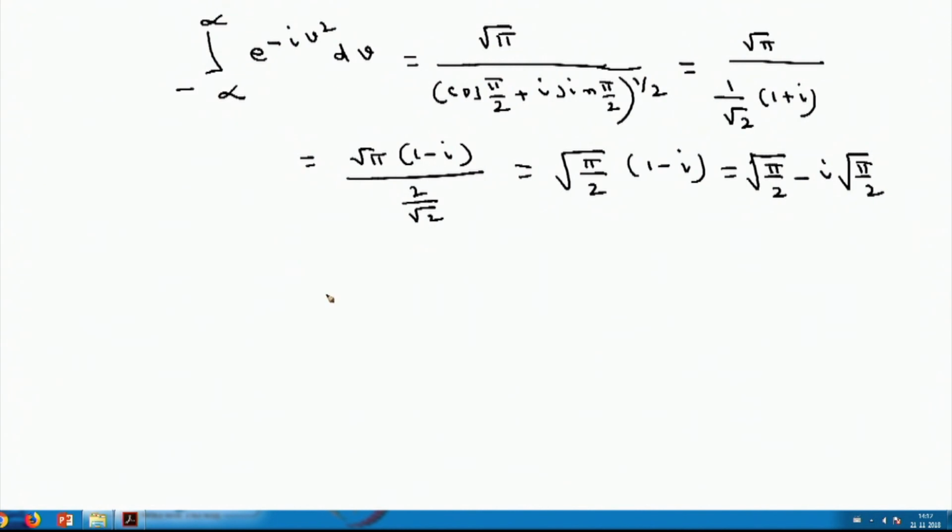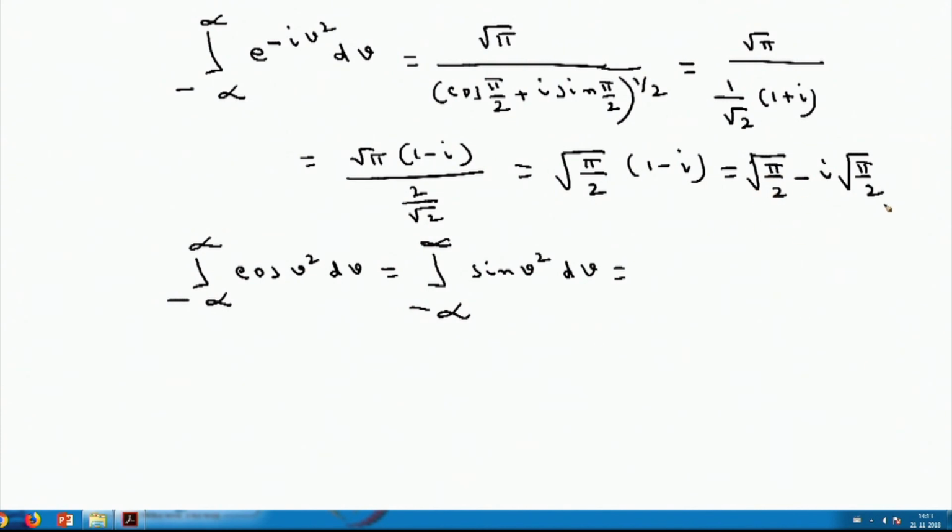So, therefore, from here, e to the power minus I v square you can write in the form of cos and sin, that is cos v square plus I sin v square. From here you can tell that the integral from minus infinity to infinity of cos of v square dv equals the integral from minus infinity to infinity of sin of v square dv, and if I equate the real and imaginary parts, for both cases I will obtain the same value, that is root over pi by 2. So, I am writing e to the power minus I v square in terms of cos of v square and sin of v square, and equating the real and imaginary parts, I am getting the value of this.